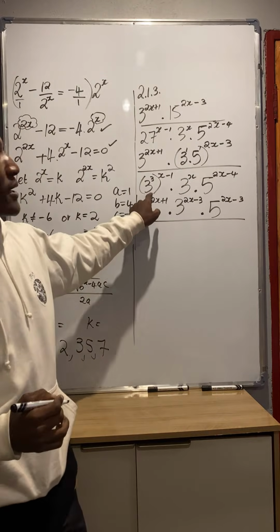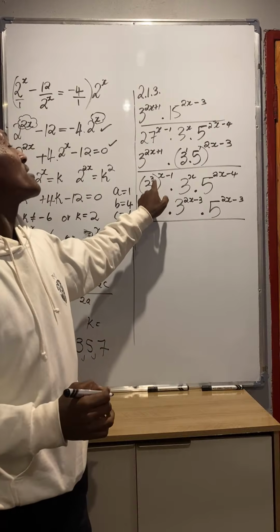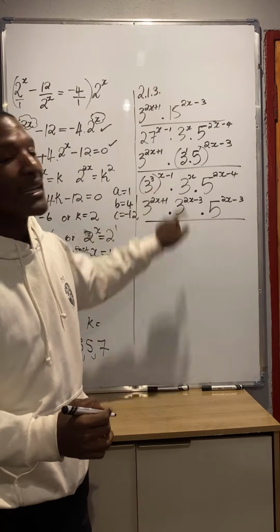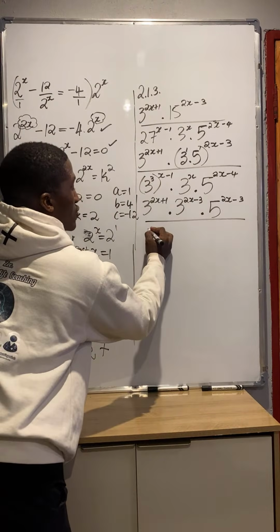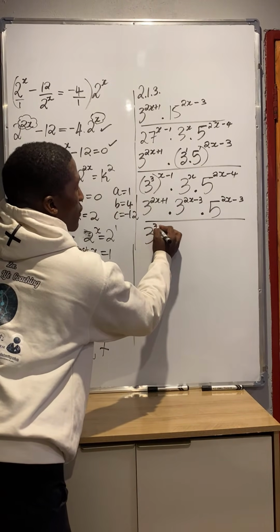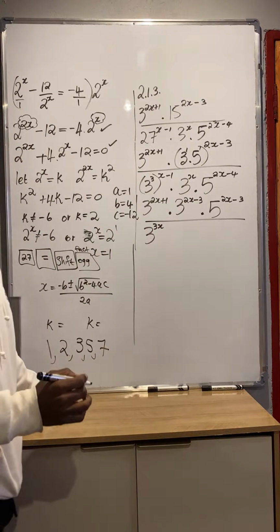Then I see what? Another one is this one. I'm going to say 3 multiplied by x minus 1. So therefore, what is it going to say? It's going to say 3 to the power of what? Of 3x, family.